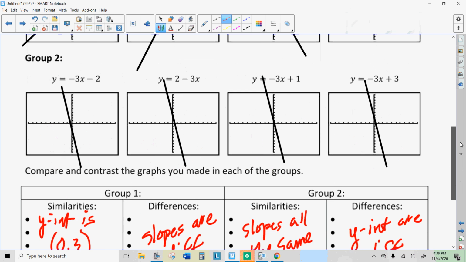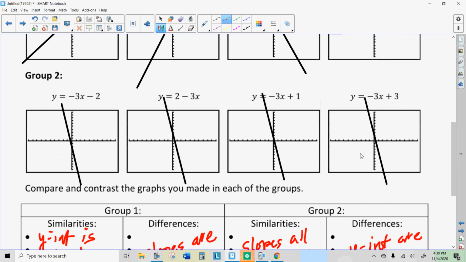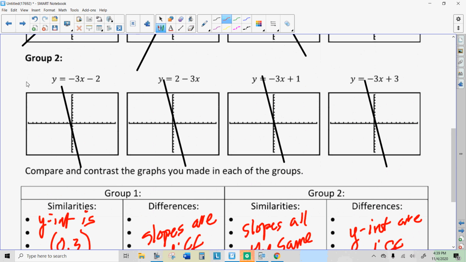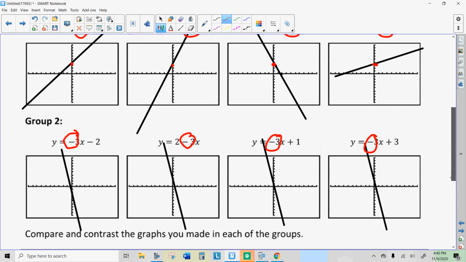All right, so here's what I noticed. In group 1, I noticed that each one of them crosses right at about 3. In fact, they all cross at 3 on the y-axis. Okay, and on the second group, the lines all have the same slope. All right, so look closely at what you notice about the equations when they all have the same slope. Notice they all have a -3 in front of the x. And in the first one, when the y-intercepts were all the same, notice they're all +3 in the end. So we probably could have made that prediction. Okay?